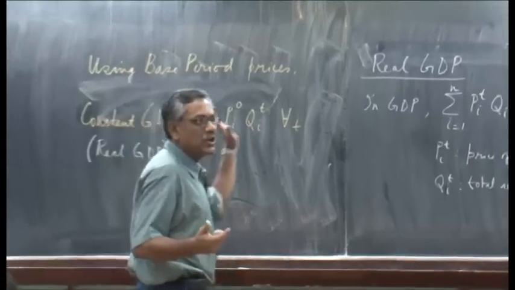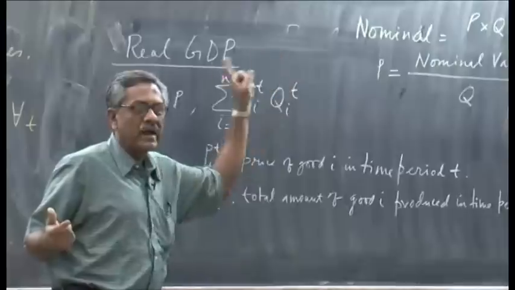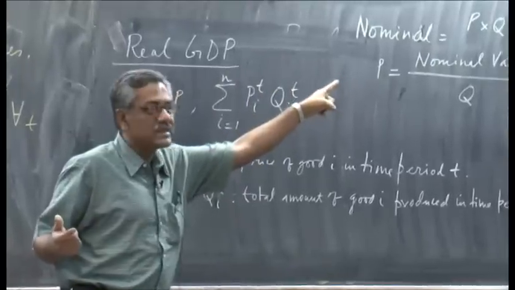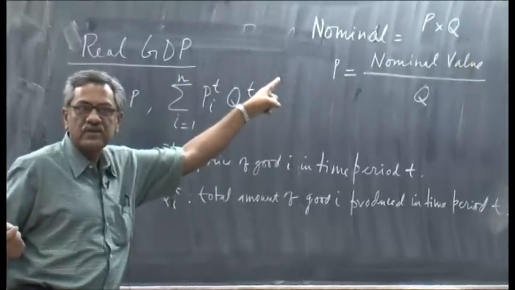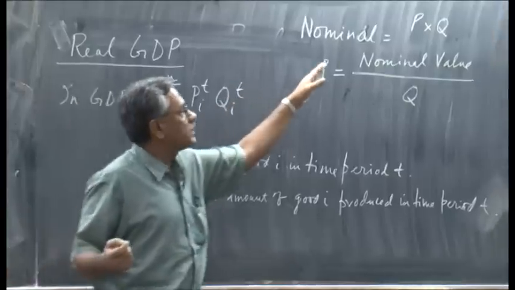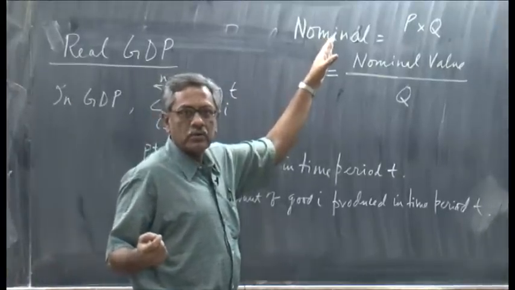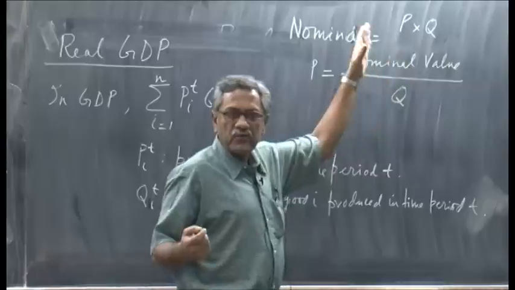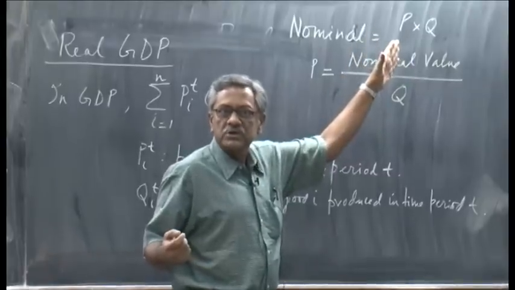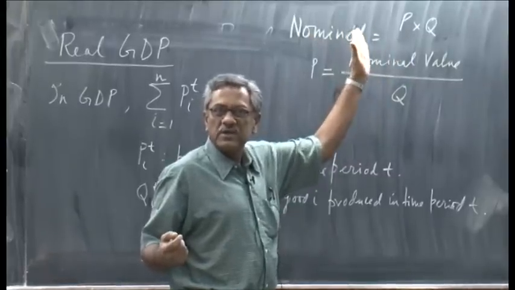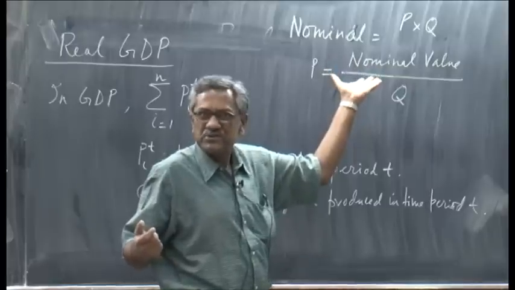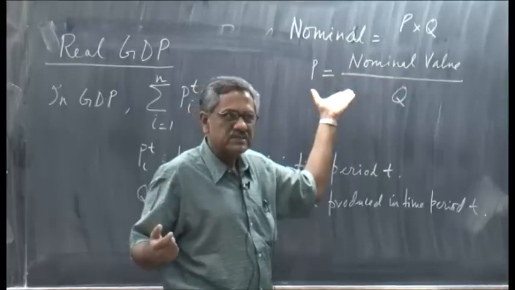By analogy, I'm talking about the simple example of apples I gave you. The nominal value of expenditure on apples was price into quantity. And if you want to know the price of apples, you divide the nominal value of expenditure by the amount of apples you have bought. Then you have the price.